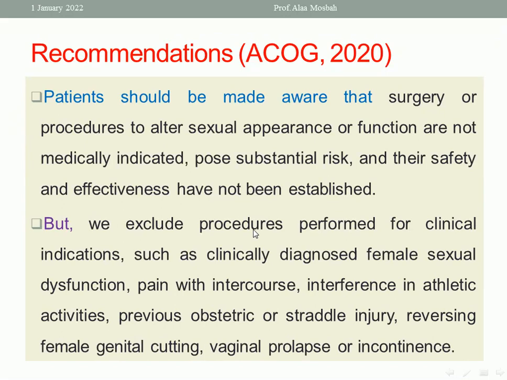So lastly, what is the recommendation of the American College of Obstetricians and Gynecologists 2020? First, patients should be made aware that surgery or procedures to alter sexual appearance or function are not medically indicated and carry substantial risk, and their safety and effectiveness have not been established. Okay? But at the same moment, we exclude from this the procedures performed for clinical indication, like clinically diagnosed female sexual dysfunction, pain with intercourse, interference with athletic activities, previous obstetric or straddle injury, reversing female genital cutting, vaginal prolapse, or incontinence. Because in these situations, there is a clear-cut indication for operation and surgery.